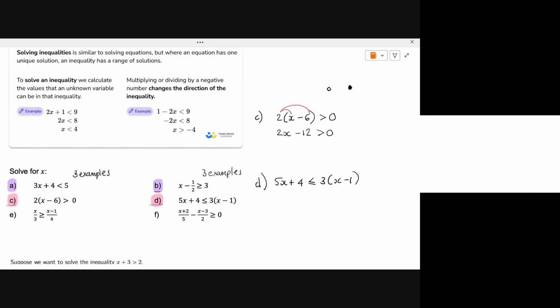I now need to solve for x, so I'm going to take negative 12 over to the other side, and it's going to become positive 12. So I now have 2x is greater than positive 12. I want to solve for x, so I need to get rid of that 2. So I'm going to divide both sides by 2. And x needs to be greater than 6. All right, thumbs up. Did we get to the answer that x is greater than 6? Yes?